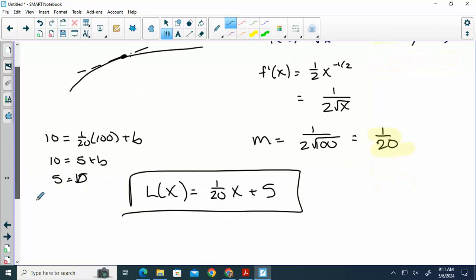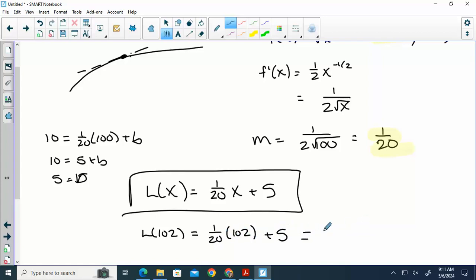So now I wanted you to approximate 102. So if we put in 102, okay, 102 over 20, that reduces to 51 over 10. 51 over 10 would be 5.1 plus 5, 10.1. So the square root is approximately 10.1.